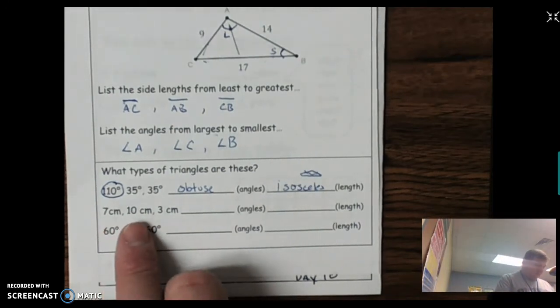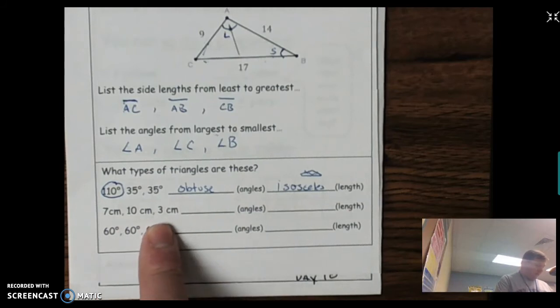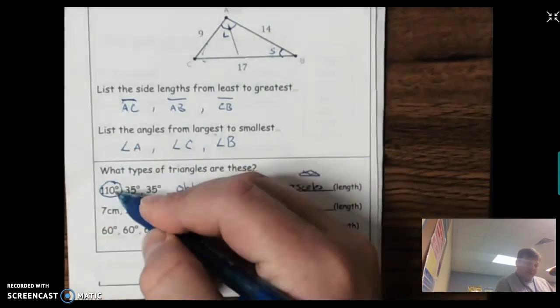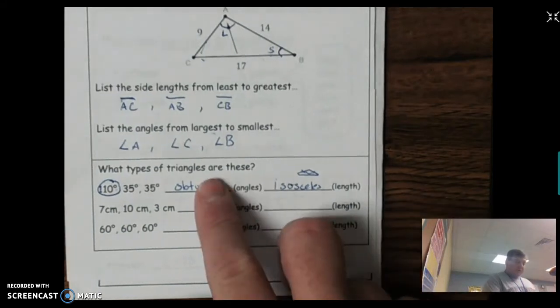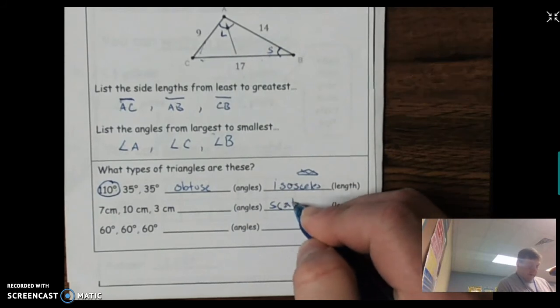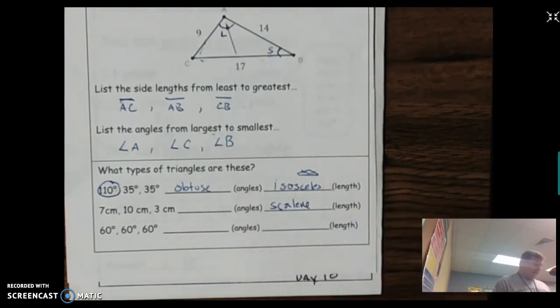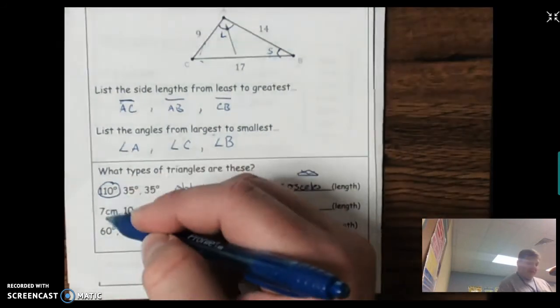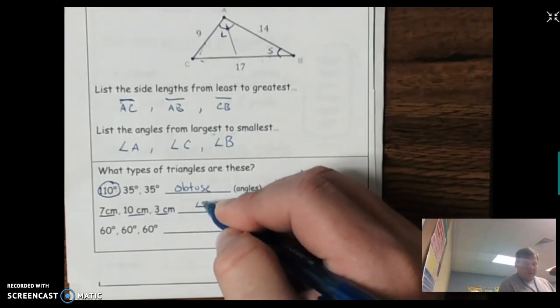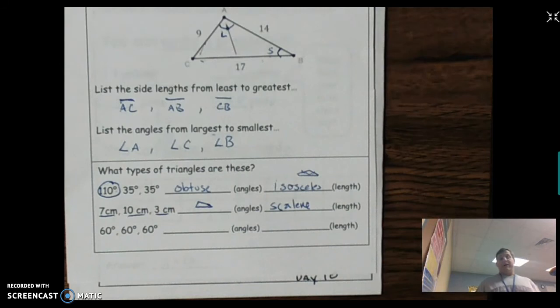I have 7 centimeters, 5 centimeters, and 3 centimeters. I don't really have an obtuse because we're talking about the lengths of the sides and not the angles here. If it were angles, it would have this little degree sign. So I don't know if it's obtuse or acute. What I do know is that it is scalene. I know that it is scalene because I have three different sides. Scalene triangles have three completely different lengths. So there are not two equal sides.